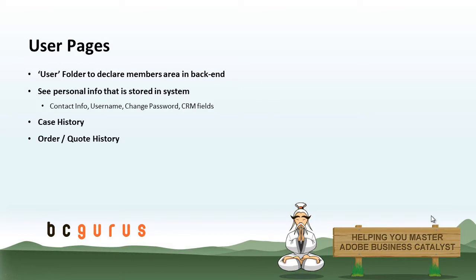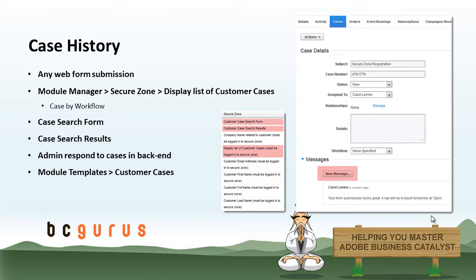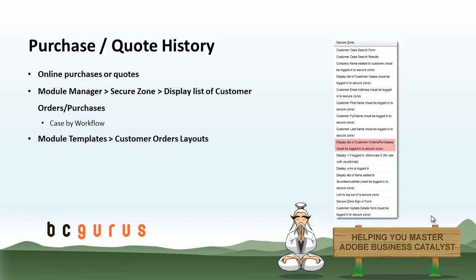first, what do I mean by user pages and how would I structure them? Then going into detail on the individual pages I want to cover, so the account setting pages where a customer can update their details, including their contact information and any CRM fields. Looking at creating a case history page where people can see past web form submissions, going through any templates associated with that. And then looking at how to output purchase and quote history information and edit the layouts for that.